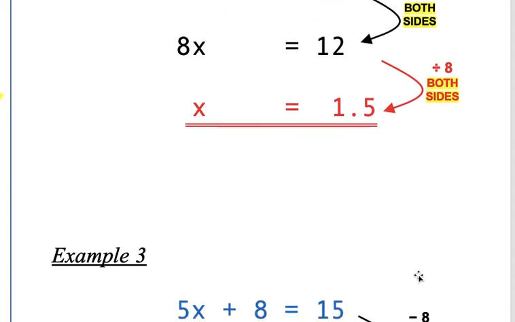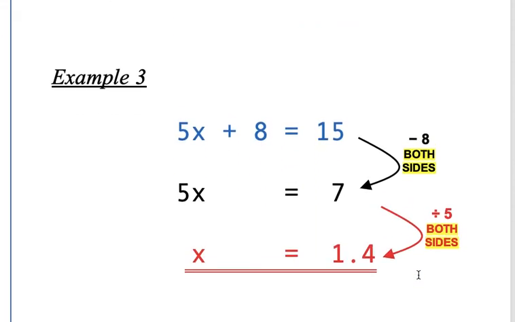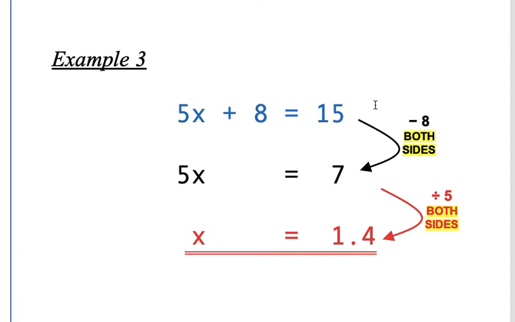Example 3. 5x plus 8 equals 15. So I subtracted 8 from both sides to get the bit with x on its own. So I got 5x equal to 7. But I don't want to know what 5x's are. I want to know what 1x is on its own. So I divided everything by 5, both sides, and that gave me x equal to 1.4.